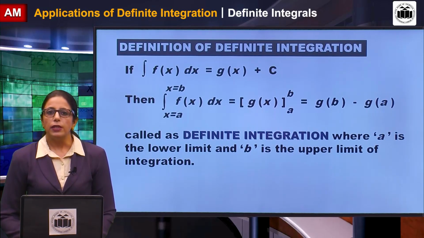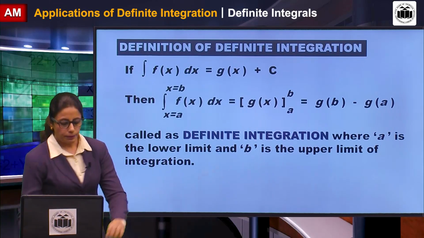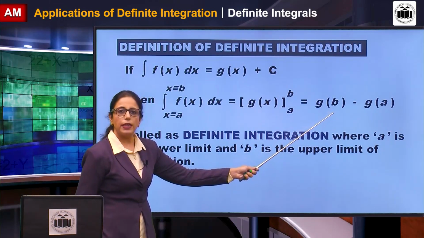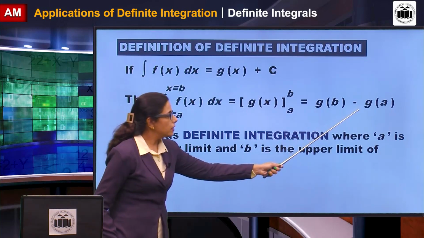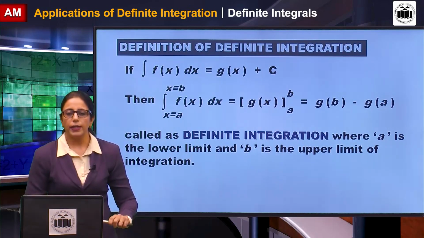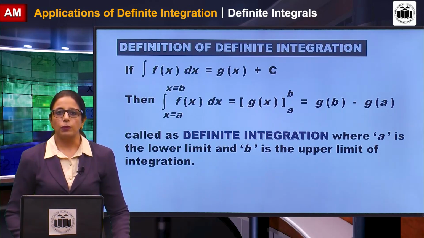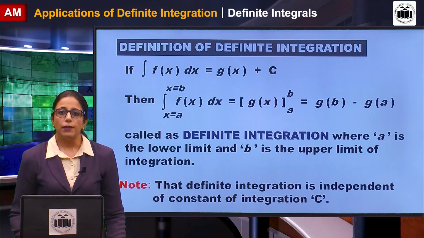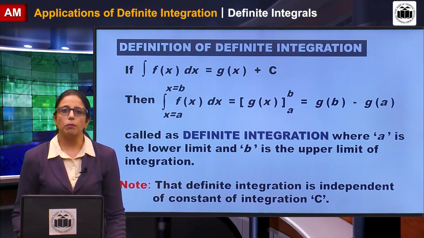So, the integration will be done for the function f of x, and then limits are going to be applied, in the sense first you apply the upper limit, that is you take x is equal to b, minus the lower limit, that is you take x is equal to a, to solve. Hence, what you will be getting is a constant value. The definite integration is independent of the constant of integration c, because you already get a constant value, so you need not write down a plus c when you are solving definite integrals.